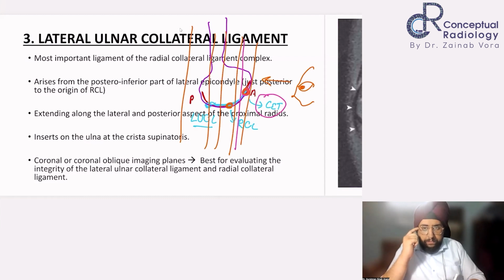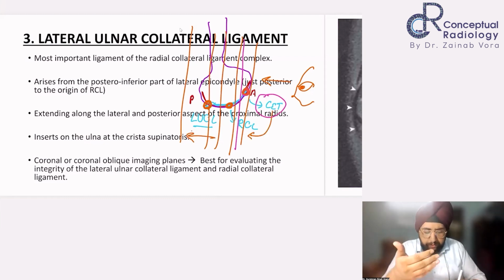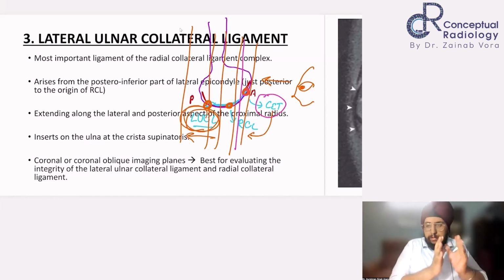Next will be your origin of the radial collateral ligament, and the third will be your origin of the lateral ulnar collateral ligament. You will say that it arises from the posterior inferior part of the lateral epicondyle. If you're looking at the coronal sections, in the anterior sections you will find these two, and in the posterior sections, while you're scrolling posterior, you will find the origin of this. But on 1.5 Tesla images you will not be able to differentiate the origin.